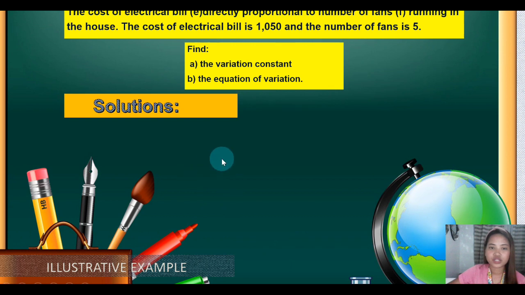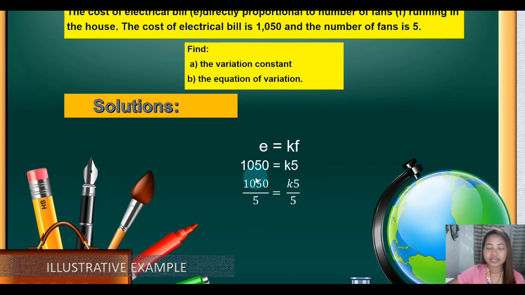Okay, this is our solution. Same as with the problem on the asteroid, all you have to do is follow the formula and rewrite it in the form of the given. We have E for electric bill is equal to KF, where F is the number of fans. Next step, substitute the given. So we have 1,050 is equal to K times 5. Then, what's next? Divide both sides by 5.